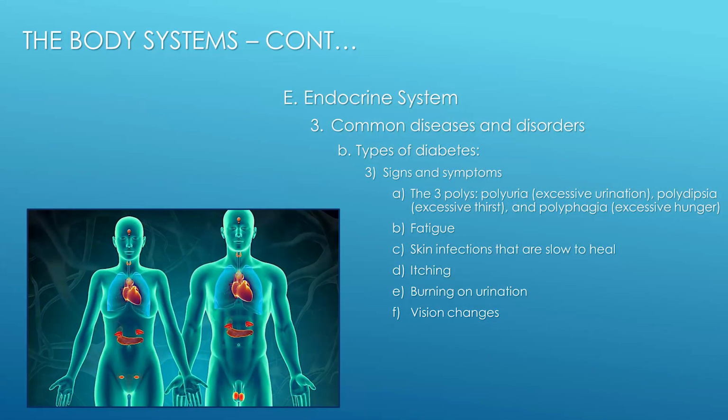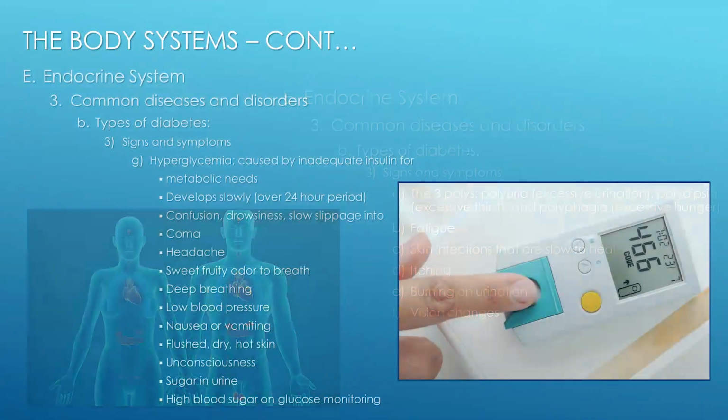The signs and symptoms. The three polys: polyuria, excessive urination; polydipsia, excessive thirst; and polyphagia, excessive hunger. Fatigue. Skin infections that are slow to heal. Itching. Burning on urination. Vision changes.